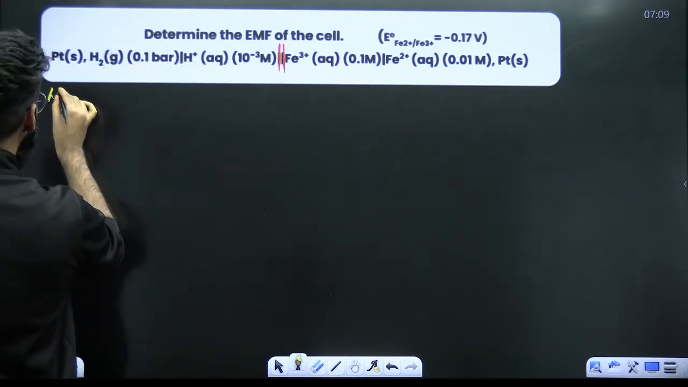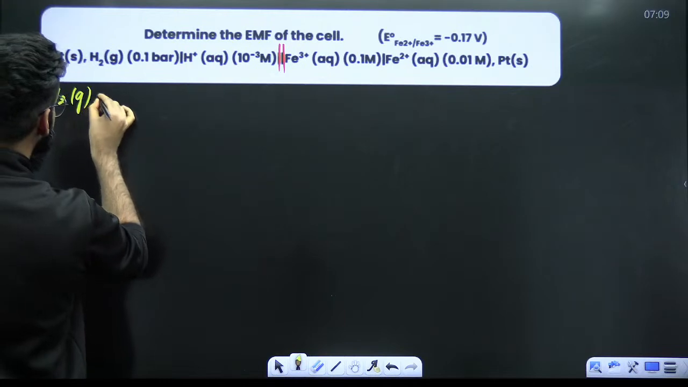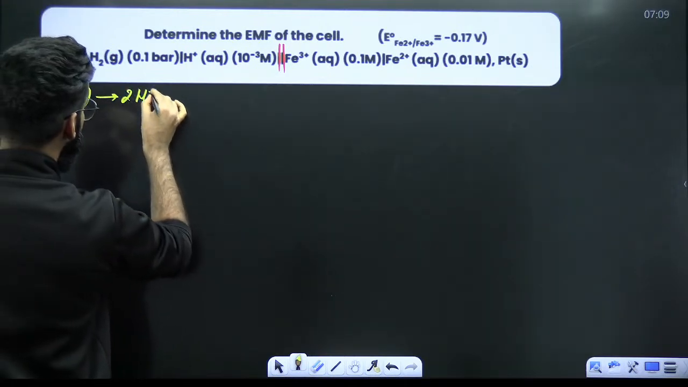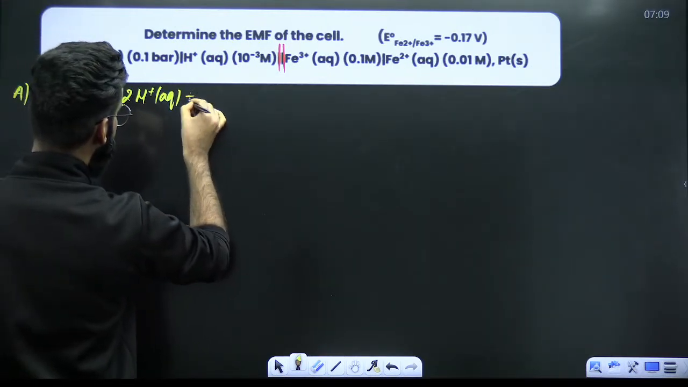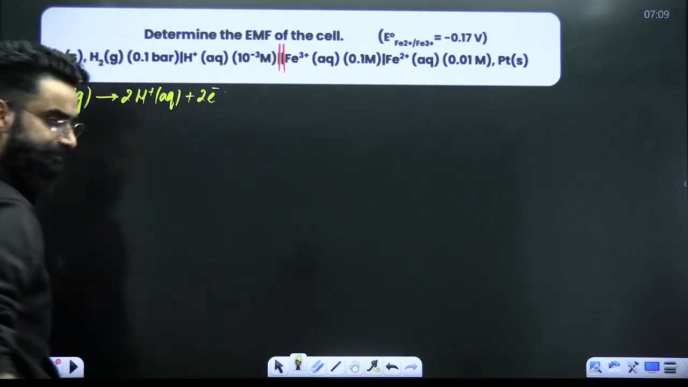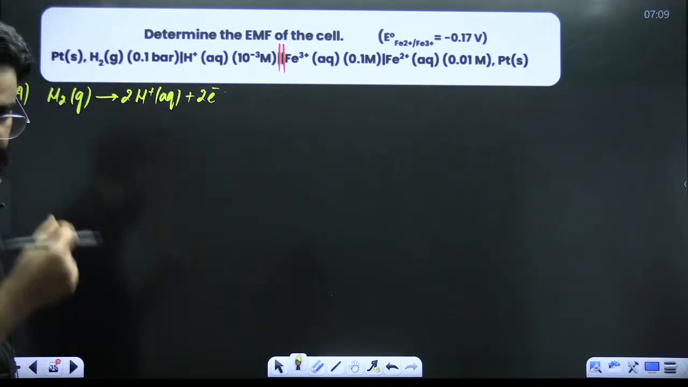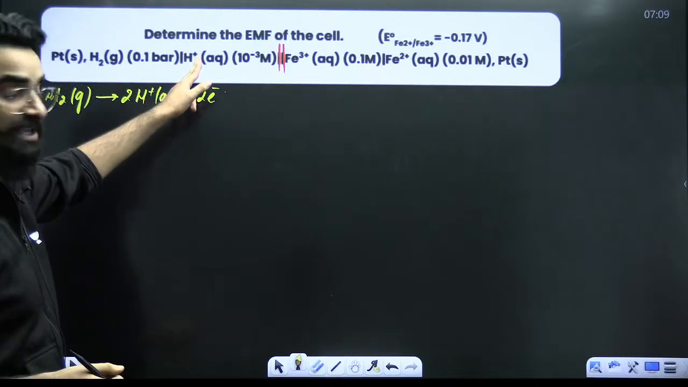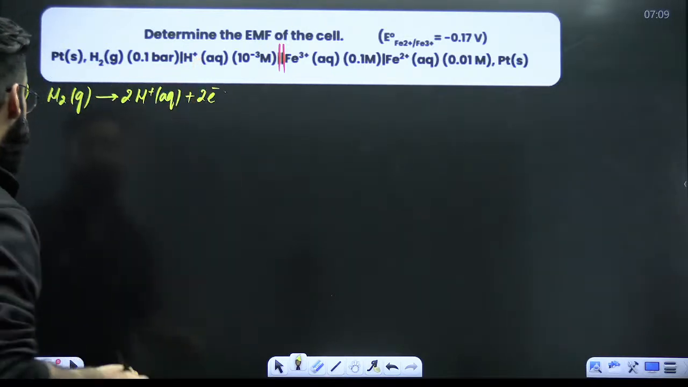And you know when the hydrogen electrode behaves like the anode, this has to be the reaction. H2 gas gives 2 times H positive aqueous plus 2 electrons. So this has to be the reaction. Already discussed. So H2 is getting converted into H positives. So this has to be the reaction at the anode.